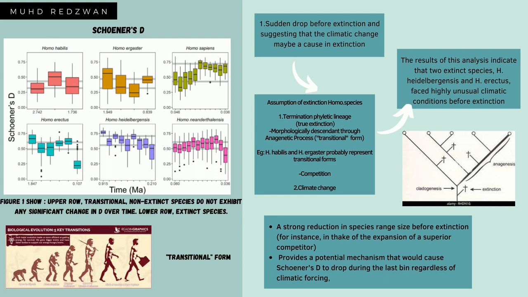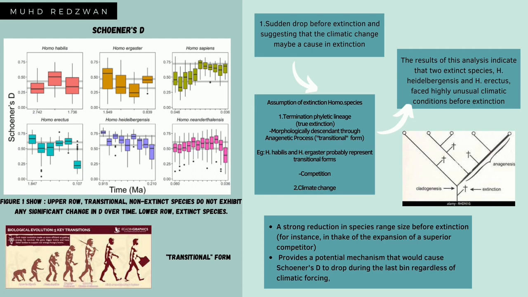So this anagenetic process will produce a transitional form. What does transitional form mean? This is one example picture that I attached, at the left below, about the transitional form of the Homo species. For example, Homo habilis and H. augusta probably represent the transitional form.